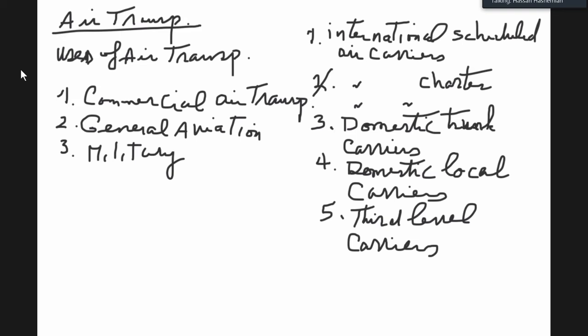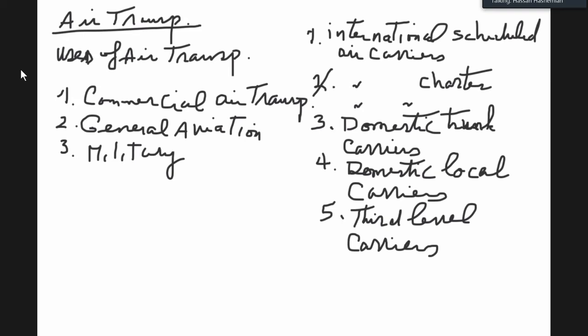air carriers that travel within the US or in the country, such as, for instance, United, Delta, Southwest. These are all domestic trunk carriers. Domestic local carriers are smaller companies that are operating locally. Like we had several of them in the state of California. They were just traveling within the state of California, or maybe Arizona a little bit here and there, but mainly very local carriers. And third level carriers, they are smaller companies again.